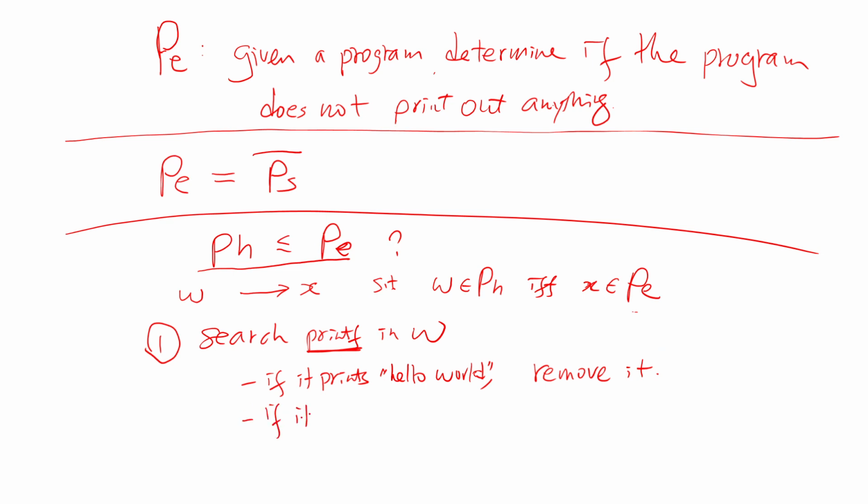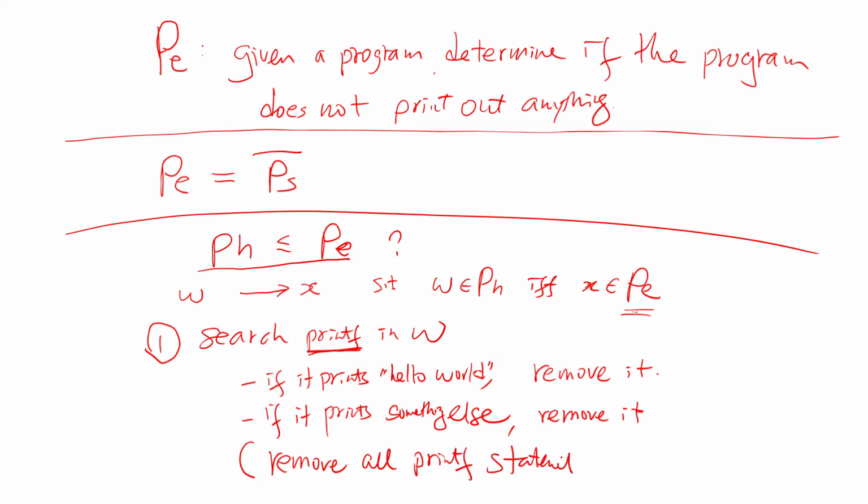And if it prints something else, because it prints something else, we cannot have it, because we want a program to not print anything, so we also remove it. So the net effect is you remove all the printf statements. And then after that, we let the modified program be X. And notice that X contains no printf statement at all. That means X does not print anything, for sure, because we removed all the printf statements.